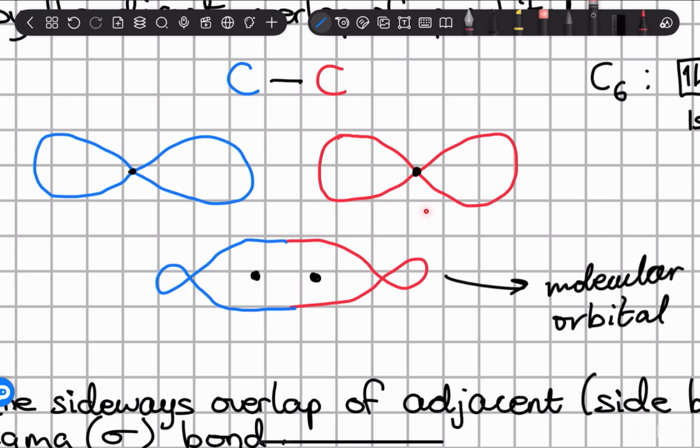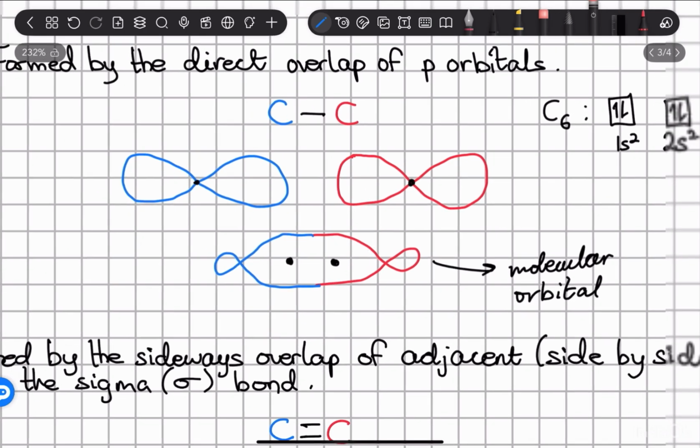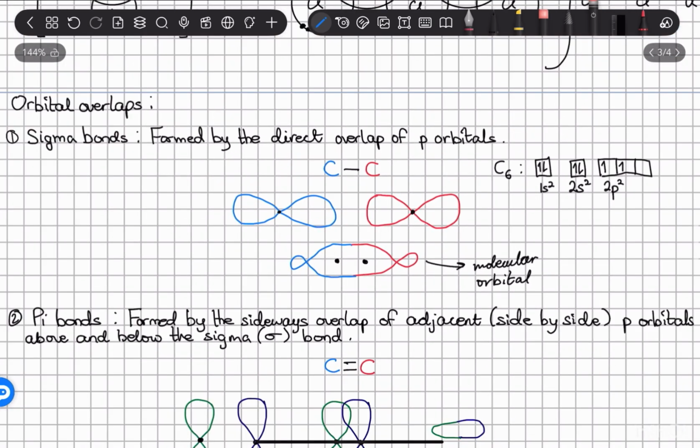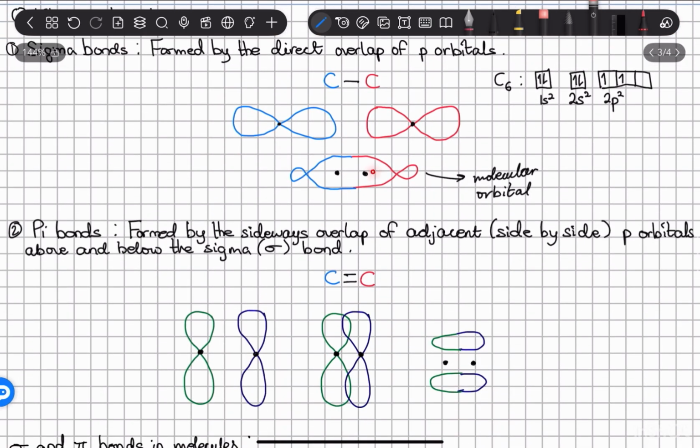These 2p orbitals fuse together to form what we call a molecular orbital. A molecular orbital is basically an orbital formed from these 2 orbitals in a molecule, because covalent compounds are essentially referred to as molecules, which is why this is a molecular orbital. And within this orbital is where the electrons that are shared in this bond are found.